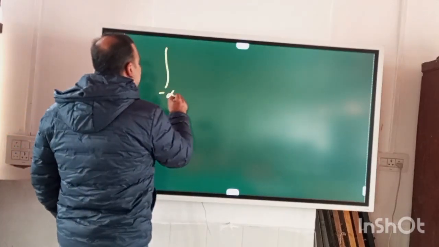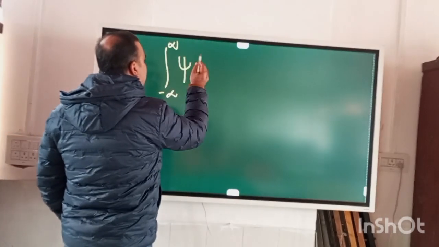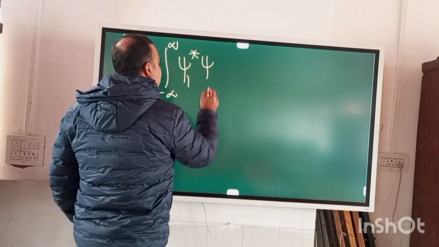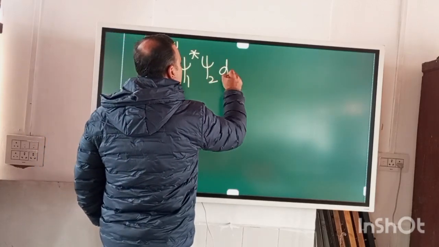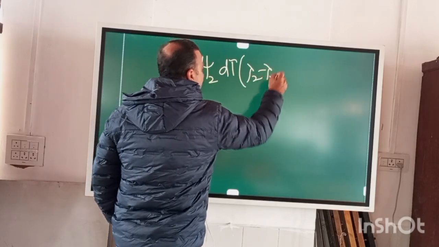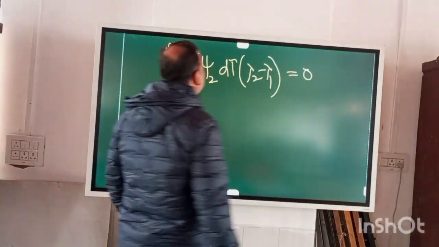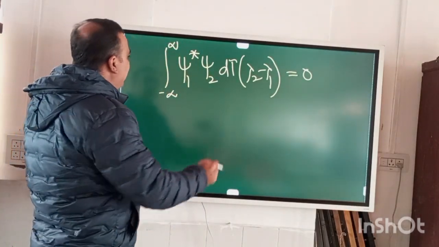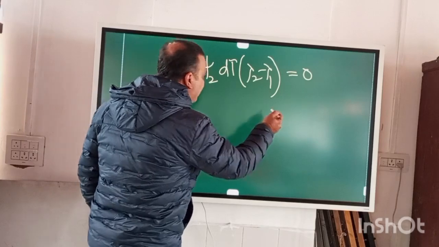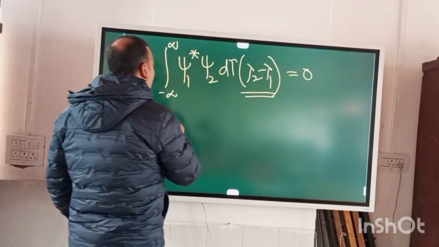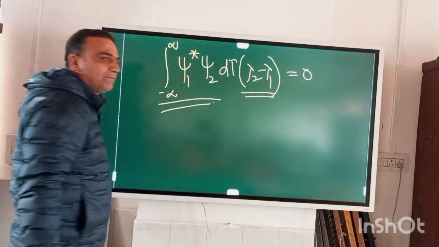Better is to write another equation. So I'll be writing the integral from minus infinity to infinity of psi 1 star, psi 2 d tau, times lambda 2 minus lambda 1, is equal to 0. Now, what is important here is that the product of the two is equal to 0. So either this has to be equal to 0 or this has to be equal to 0.